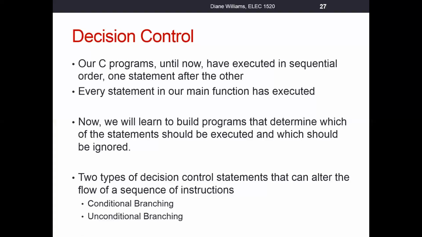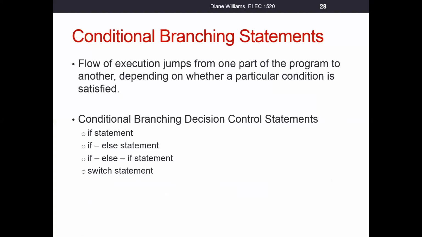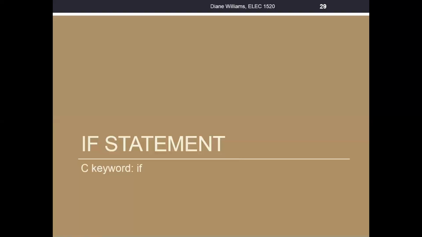Those are the two main types of decision control statements. All right, we want to concentrate on conditional branching statements. We don't want to use unconditional branching statements. We'll talk then about, first of all, the if statement. Then we'll talk about the if-else, if-else-if statements, and the switch statements. We're going to then start with the simplest of the decision makers, the if statement.